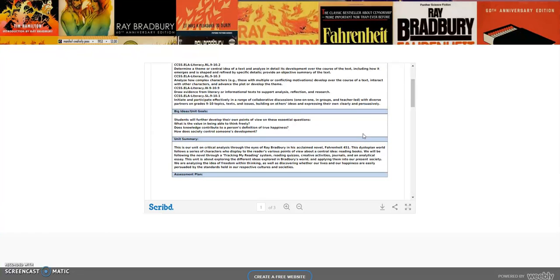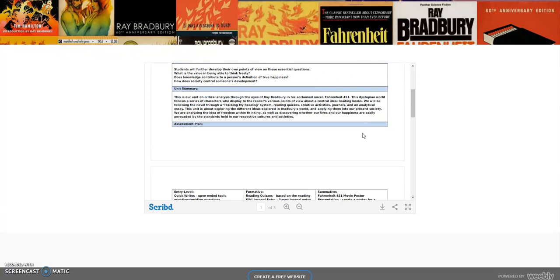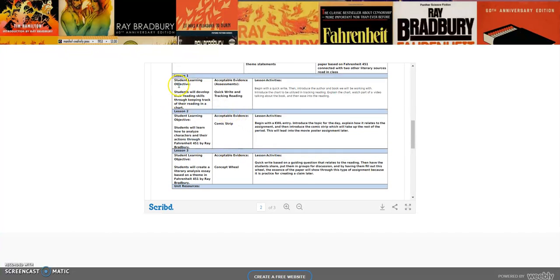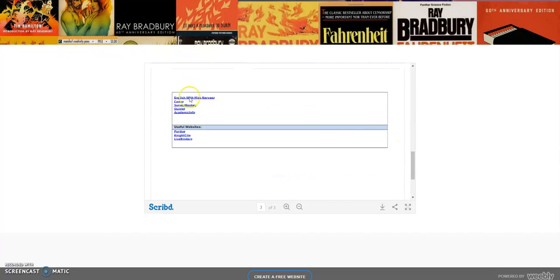Here are the big ideas and unit goals. The big ideas, which are also on the front page of my website, are: will the students be able to develop their own points of view on these essential questions, which are the value of thinking freely, how is knowledge connected to someone's definition of true happiness, and how does society have an impact in the control of someone's development. Then, here are my entry-level stuff, my formative and summative assessments, and then lessons 1, 2, and 3 are here. And these are the links that I have.